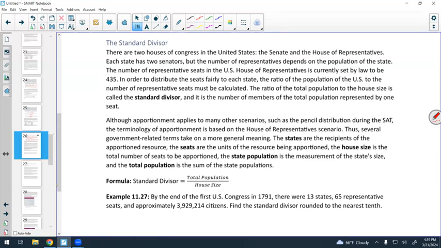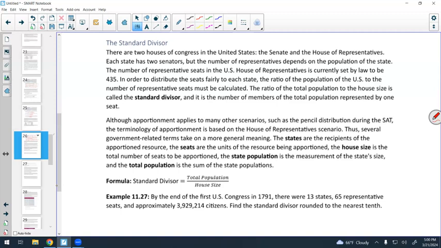In order to distribute the seats fairly to each state, the ratio of the population of the U.S. to the number of representative seats must be calculated. The ratio of the total population to house size is called the standard divisor, and it is the number of members of the total population represented by 1 seat.